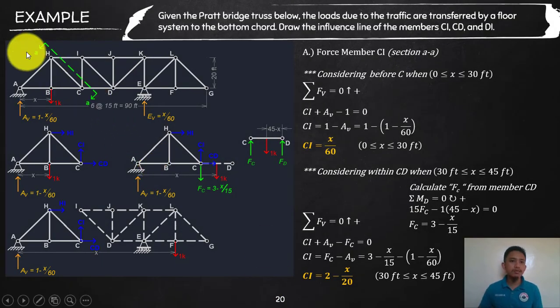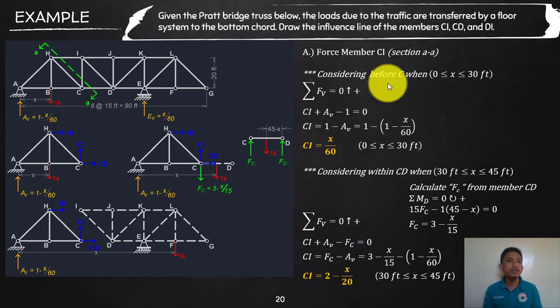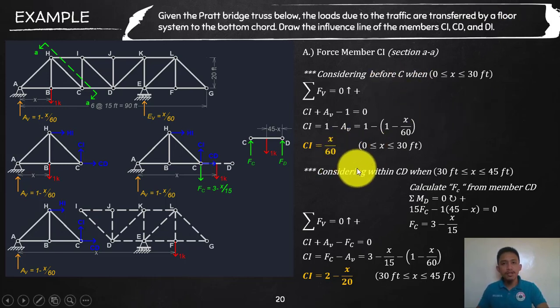So first, let me assume a section. Let's consider that as section A, for the response of member CI. If you will try to recall the steps, first you need to indicate or put a unit load that is moving at a distance x, and then second is to establish the equation of the response, and then using that equation we are going to plot the line graph of that, which is the influence line. So first we need to establish the equations, or the functions.